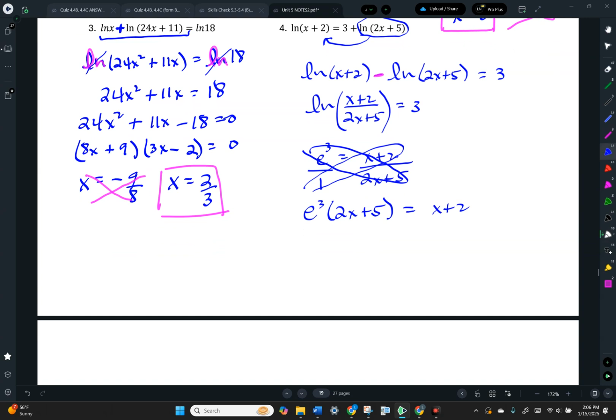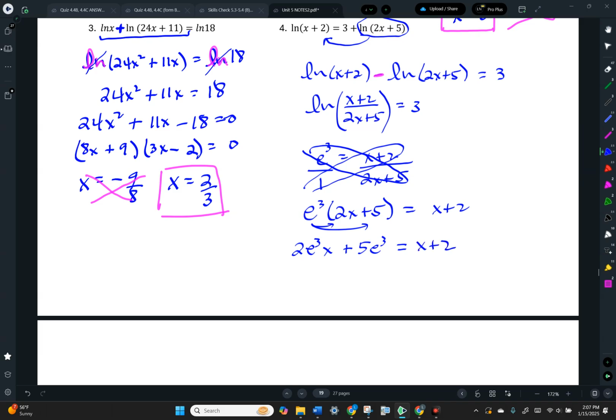Now, if I'm trying to solve for x, I need to get the x's on the same side. But right now, I have some x's in the parentheses. So the only way to get rid of that parenthesis is to distribute that e to the third. So when I multiply e to the third times 2x, I'm just going to have 2e to the third x. And when I multiply e to the third times 5, I'm just going to have 5e to the third. And on the other side, I have x plus 2.